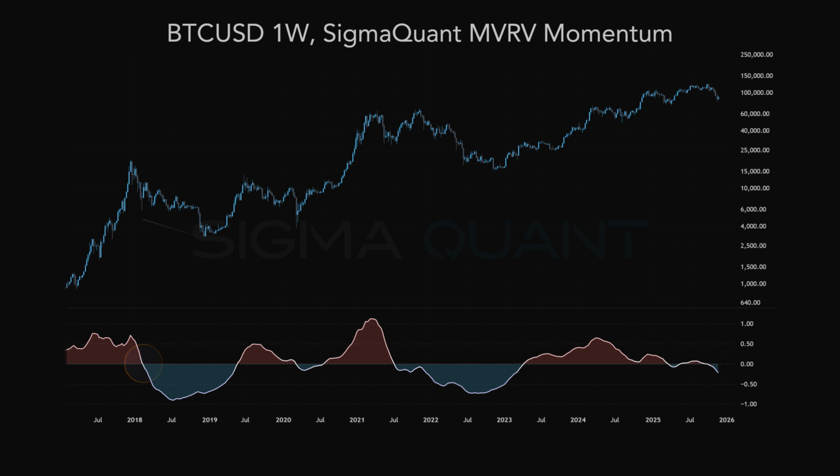When it flips negative near cycle highs, it often marks the beginning of structural downtrends, not because price is high, but because demand is slowing faster than supply distribution. This week, MVRV Momentum flipped negative. Historically, this is one of the earliest and most reliable signals of developing downtrend conditions.